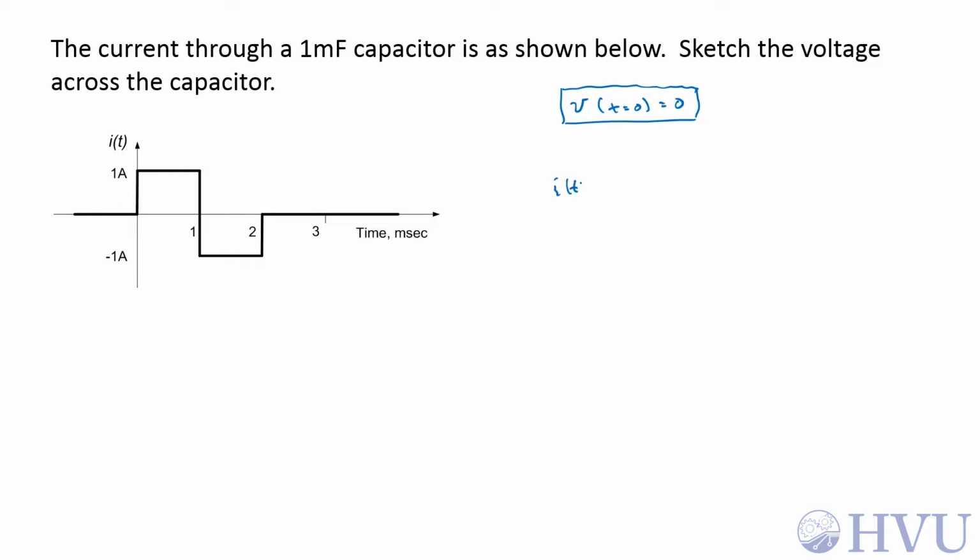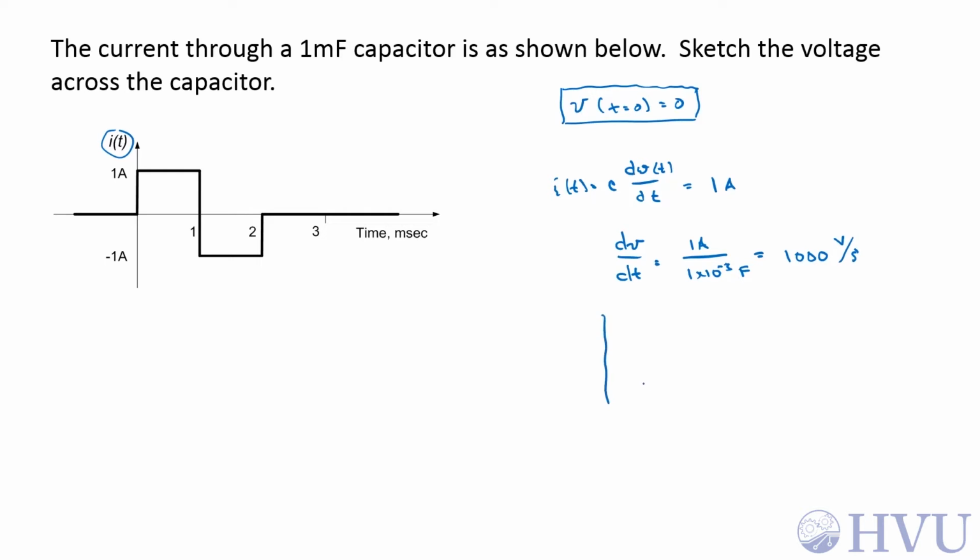So i(t) is equal to C dv(t)/dt. So what we're really given here is the slope. So this slope is 1 amp. So dv/dt is equal to 1 amp over 1 millifarad, so 1 times 10 to the minus 3 farads. So the slope is 1,000 volts per second.